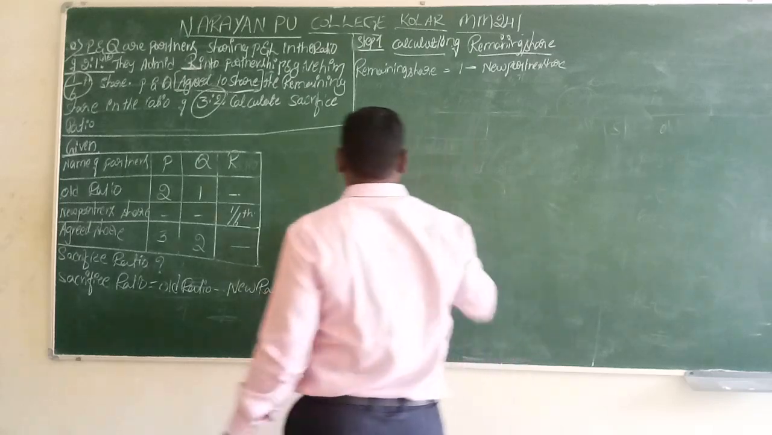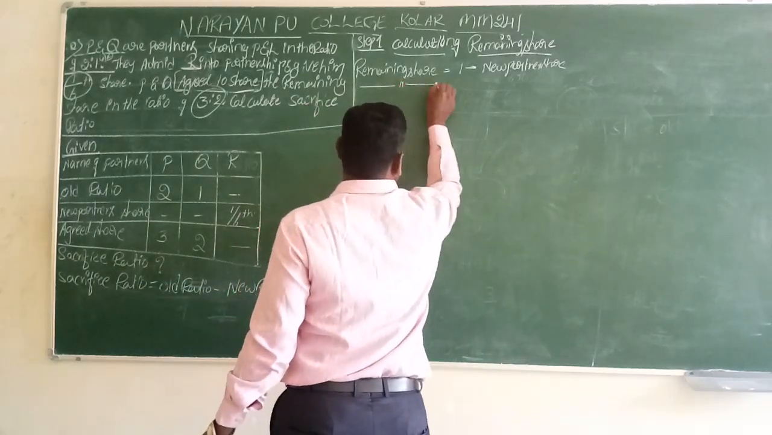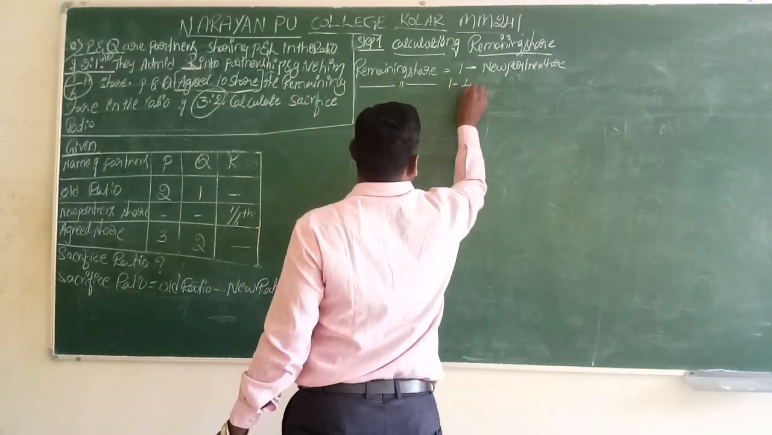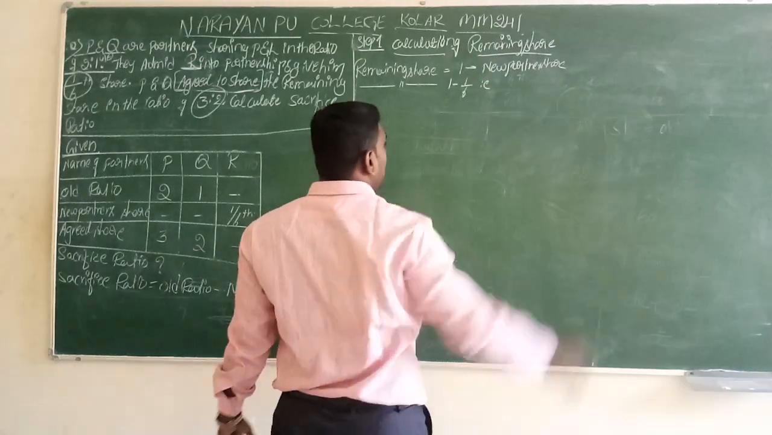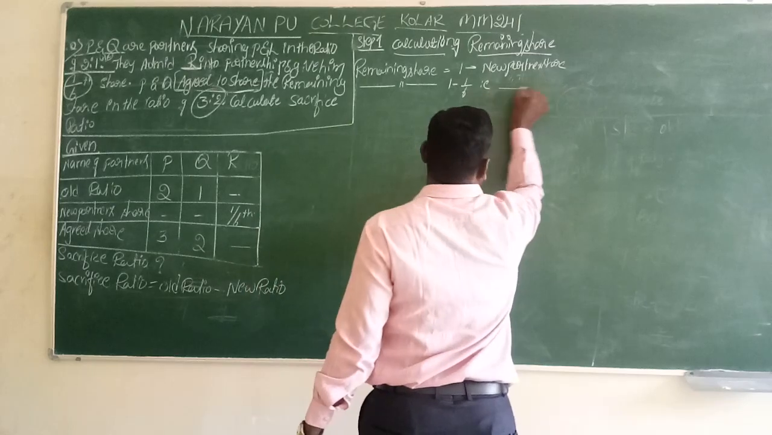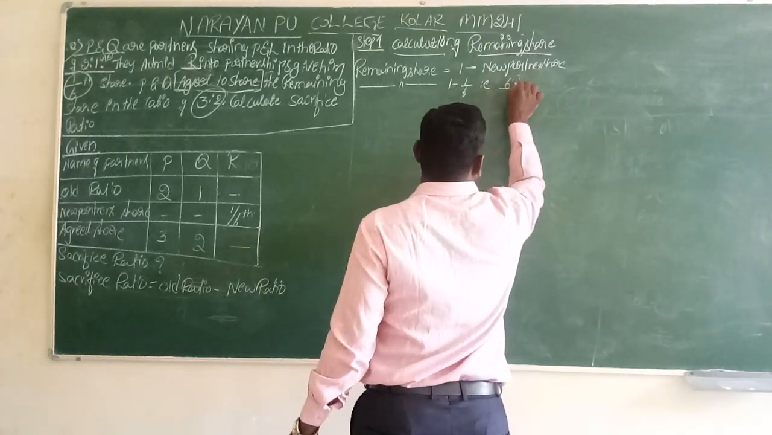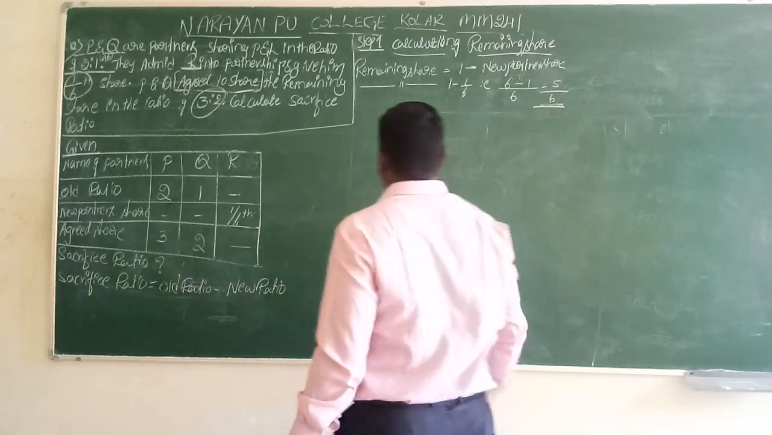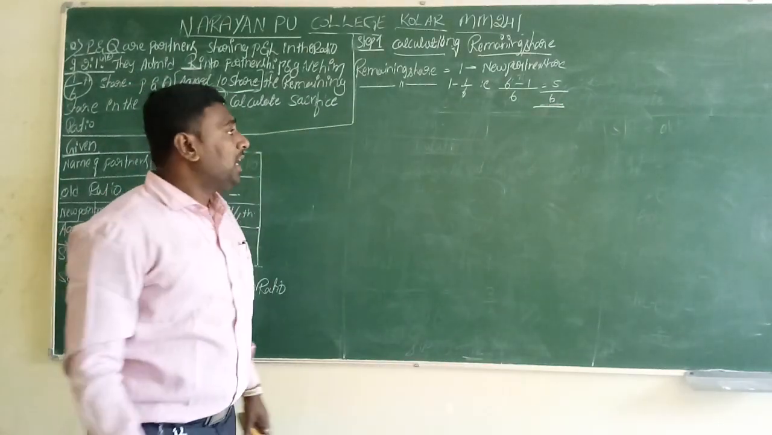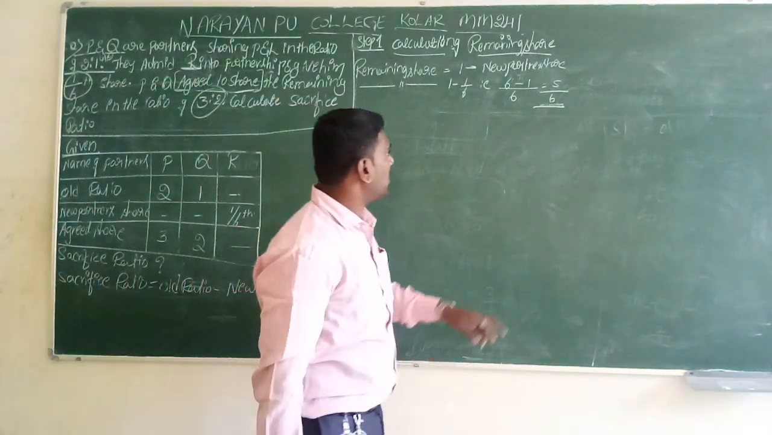New partner share. Therefore, remaining share is equal to 1 minus 1/6. That is, we have to do the cross multiplication. Base is 6 only. 6 ones are 6, minus 1, is equal to 5/6. Therefore, remaining share is 5 divided by 6. How will this 5/6 be made?